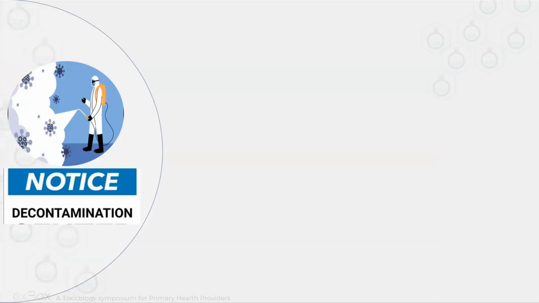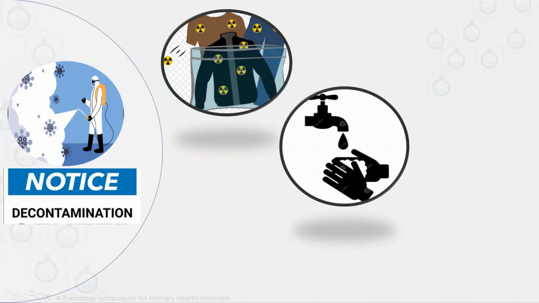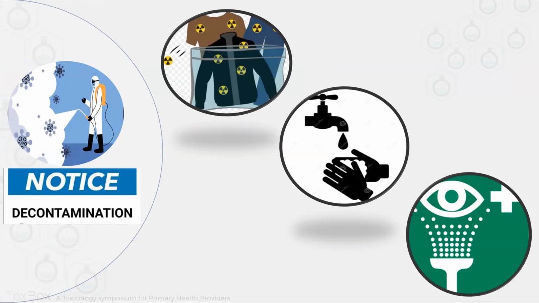Now, for decontamination, it's very important what to do in case you have a patient with hydrocarbon toxicity. The first thing you have to do is discard the clothes of the patient because they are contaminated. The second thing, you have to wash the patient with water and soap. And the third thing, if the patient has eye contamination, you need to irrigate with water, only water. So decontamination is very important.